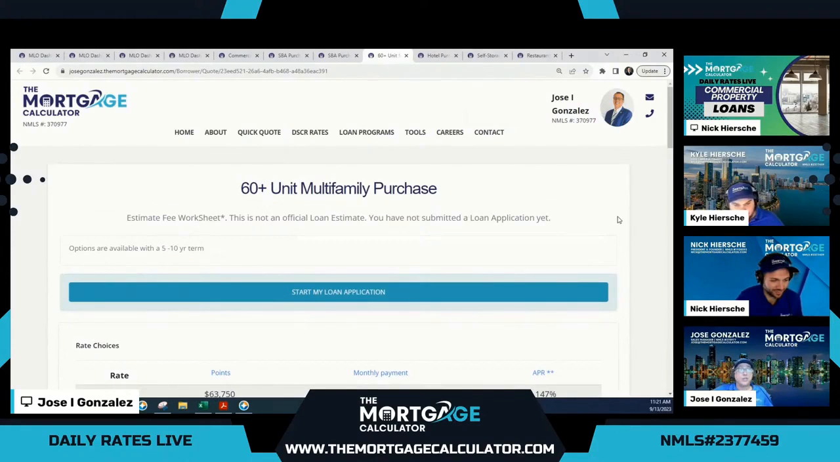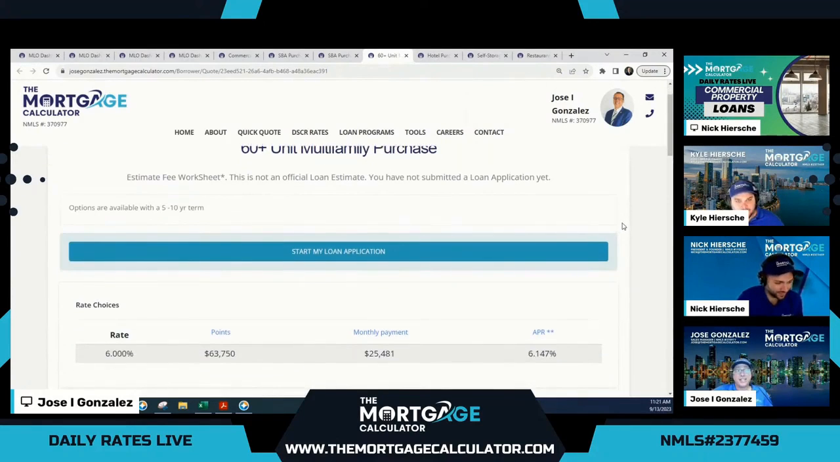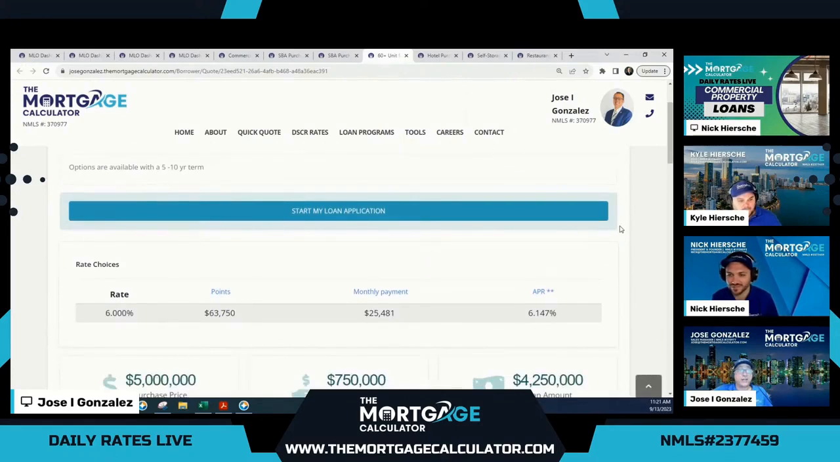Now, this is usually going to be a 5 to a 10 or a 10-year term with a 25 or 30-year amortization, again, depending on the risk. But what you will see here is that the rate is very low. You're looking at somewhere around a 6% rate, right?